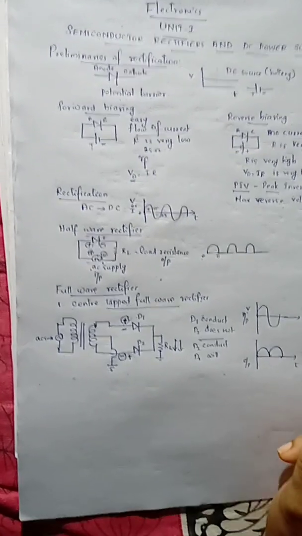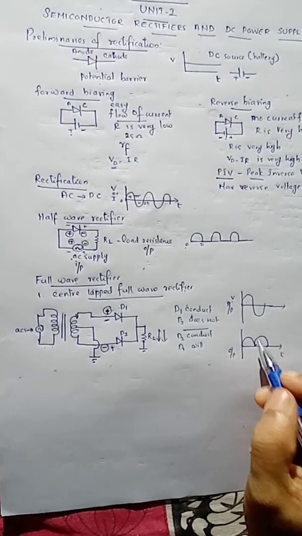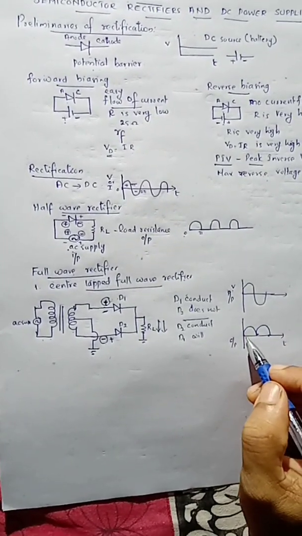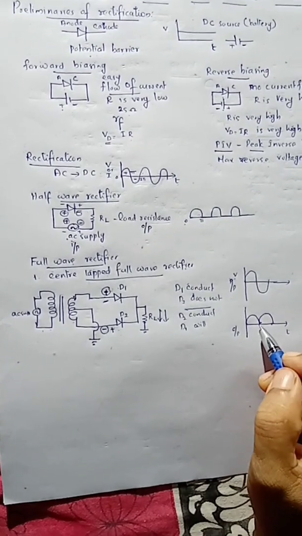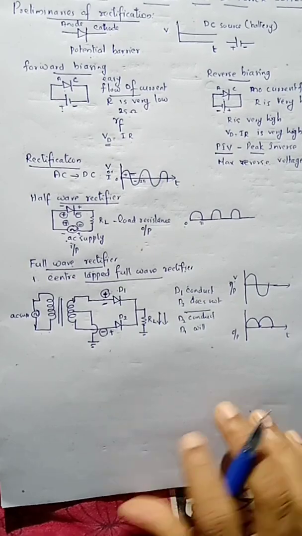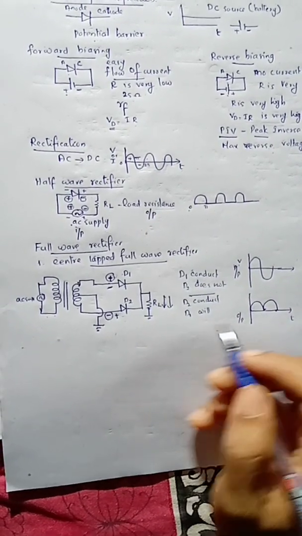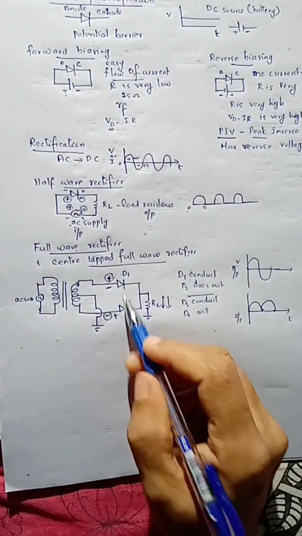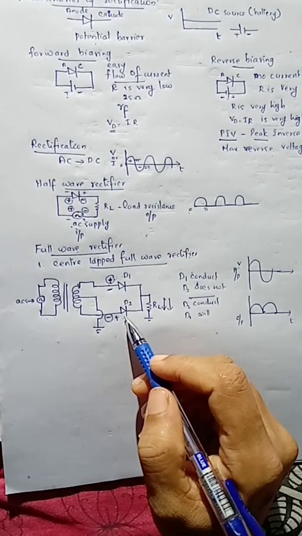So we can represent it like this. We are getting a wave like this in the output. So it is known as a full wave rectifier. Okay, then we can study the case of the full wave rectifier in a detailed manner.